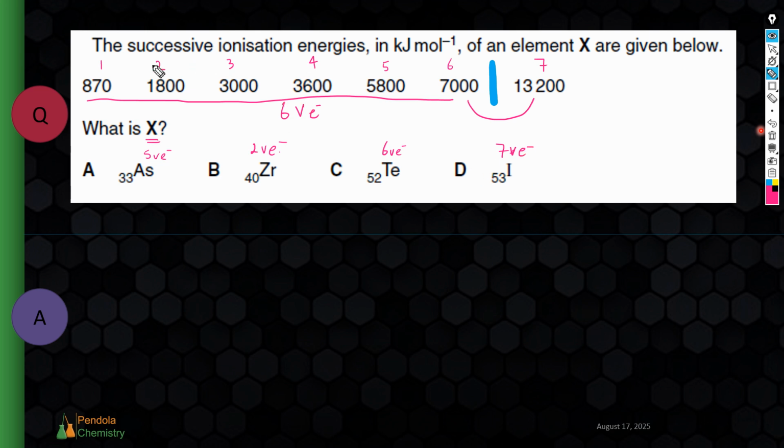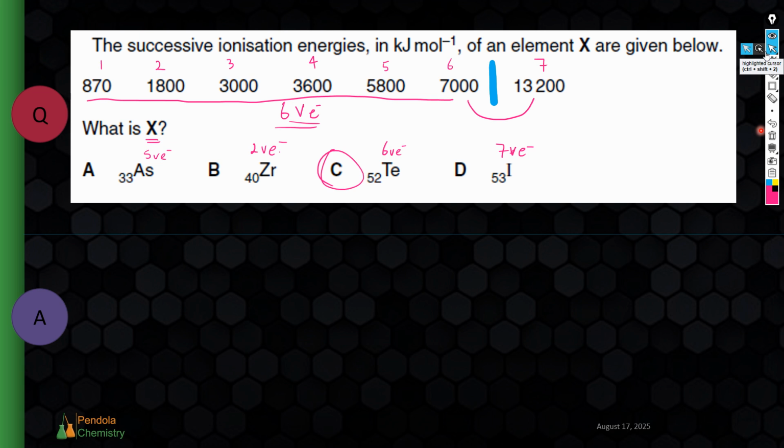Since our data set tells us that we have 6 valence electrons, our answer has to be tellurium, because none of the other answer choices have 6 valence electrons. And this is something that you should be doing with paper 1 style questions in Cambridge. You should use your answers to narrow down your choices.